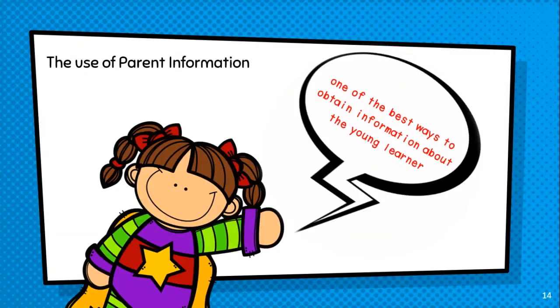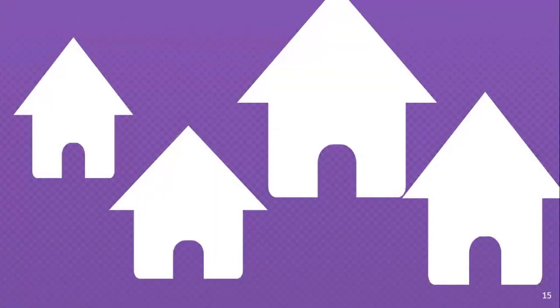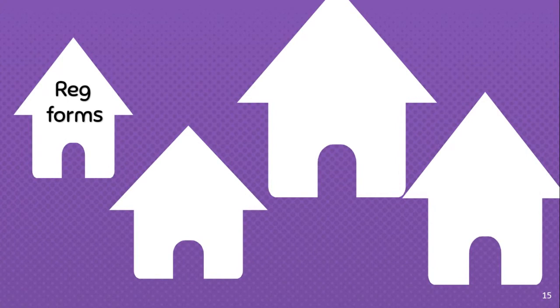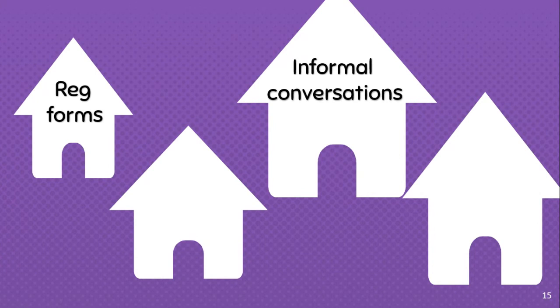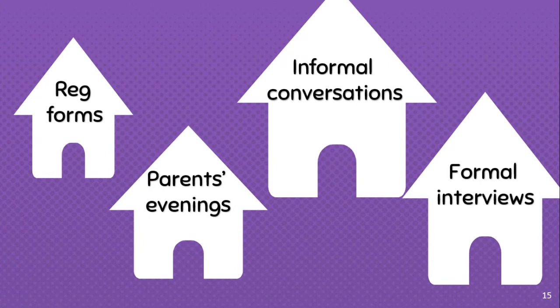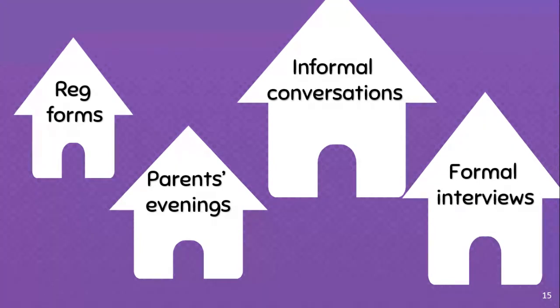About the young learner in terms of their background, because parents are the primary teachers of children. So how can we go about collecting information from parents? This can be done from the registration forms that parents fill in when registering their child to the school. It can also be through informal conversations that you potentially have with the parent every day. Parent evenings are a great way where you can gather information, and obviously formal interviews that you could have with the parents regarding their child.